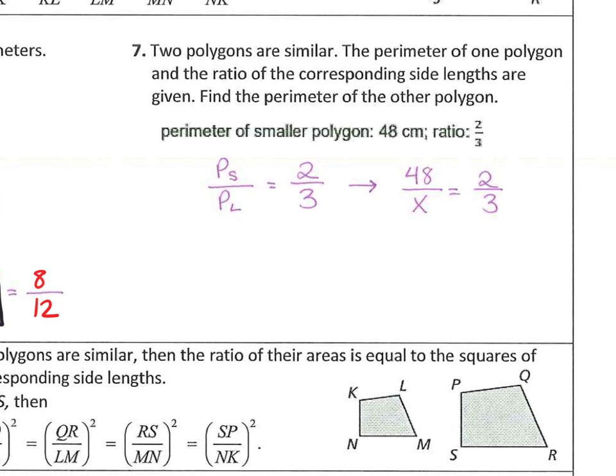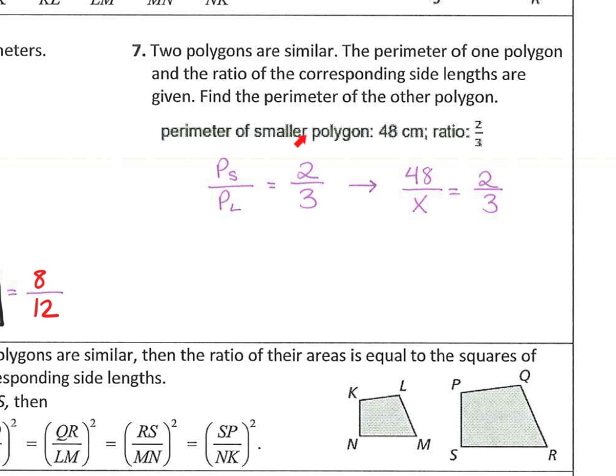Number 7 is also a really good SAT prep question. I've seen a lot of questions like this on the SAT. It says two polygons, shapes, are similar. The perimeter of one polygon and the ratio of the corresponding side lengths are given. Find the perimeter of the other polygon. Well, it says that the ratio of the small divided by the large is 2/3. I'm getting that from right here. They gave that to me.